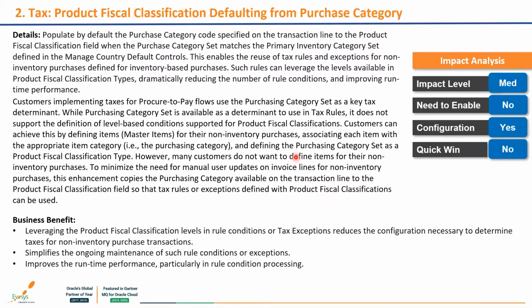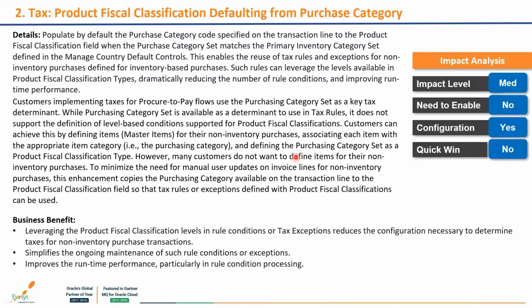Next update we have is for product fiscal classification, right? So if you're using any tax rules, conditions or exceptions for inventory based purchases, now with this update we'll be able to use those tax rules, exceptions and conditions for non-inventory based purchases also, right?